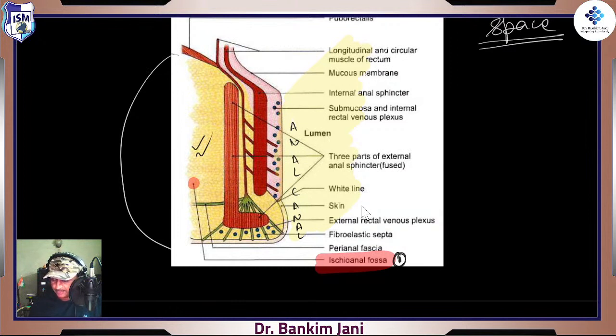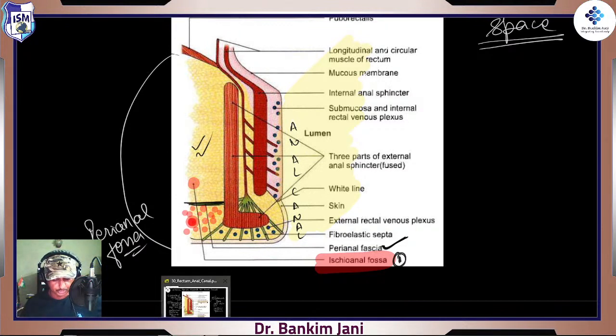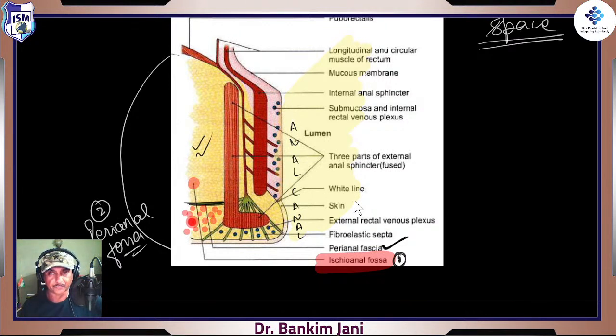The second fossa is over here. This one is what is called the perianal fossa. Now, if there is any infection over here, this infection won't spread up. That is because of the presence of the perianal fascia. This fascia will prevent the infection from going into the ischioanal space or the ischioanal fossa, right? It would prevent it. So this is the first point, and this one is the second, right?